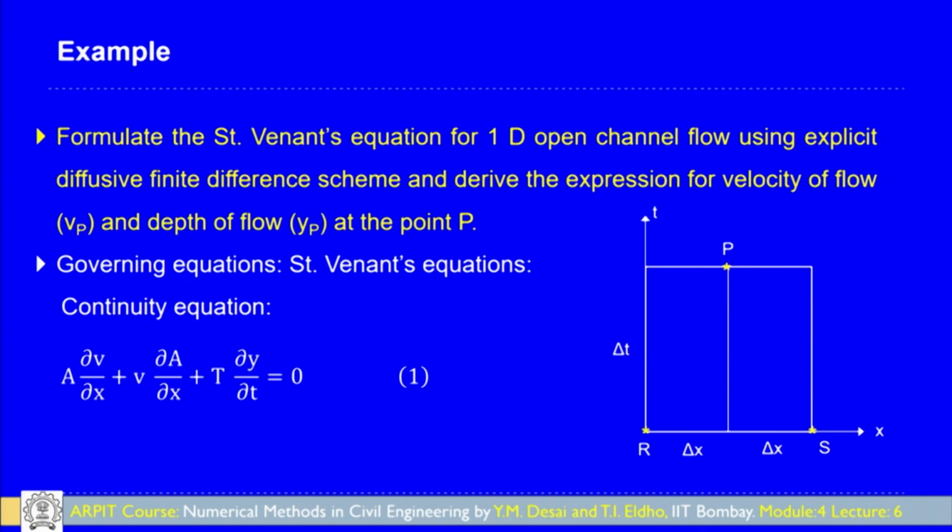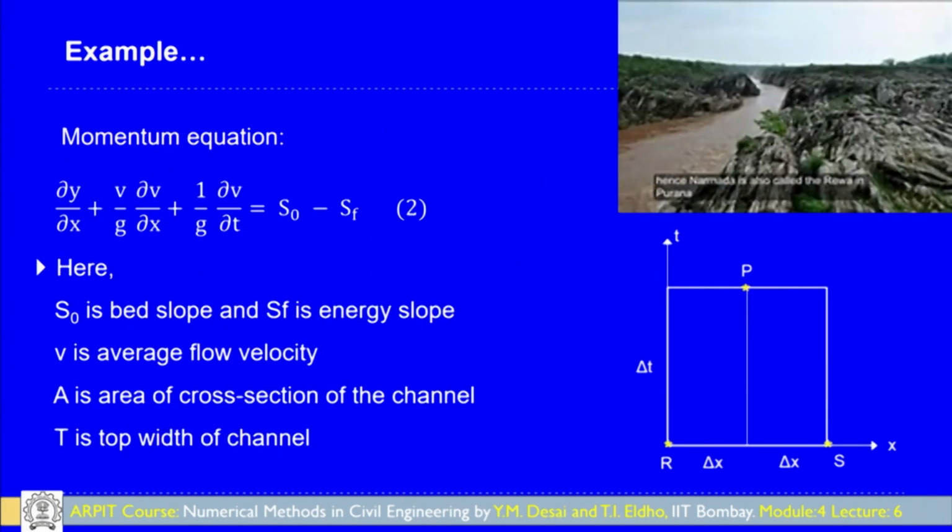So, now in a very similar way we have the momentum equation. So, here ∂y/∂x + (V/g) ∂V/∂x + (1/g) ∂V/∂t = S0 − SF. So, here y is the flow depth, S0 is the bed slope and SF is the energy slope, V is the average flow velocity, A is the area of cross section of the channel, T is the top width of the channel.